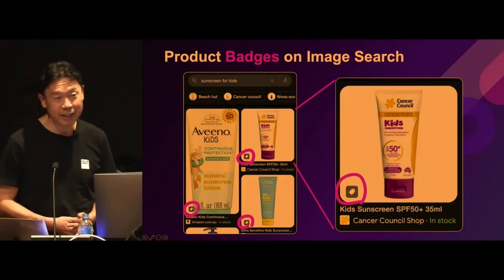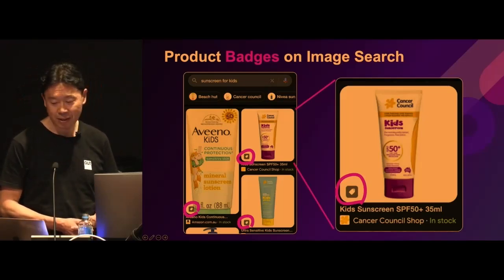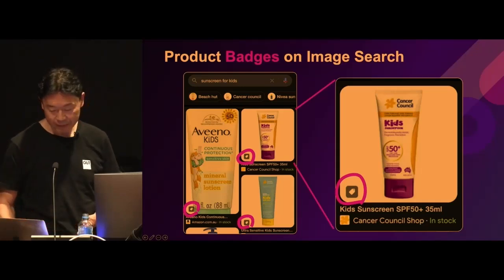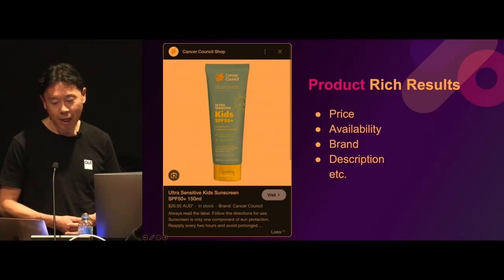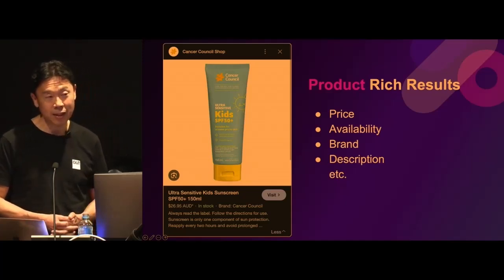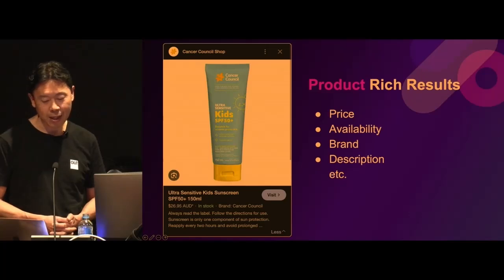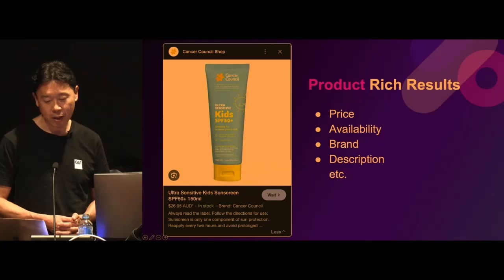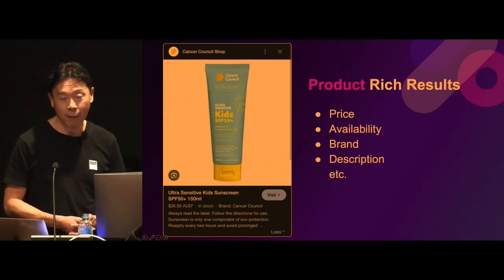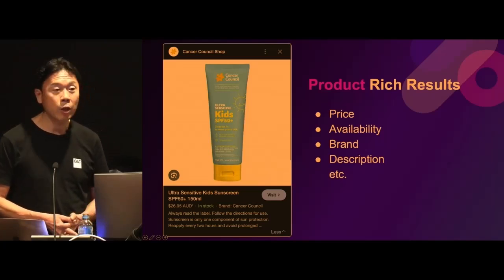And here we have badges for products. They look like little price tags, right? Just like with recipes, product images can also show rich results. These give you extra details about the product right there in the image search results, like the price and whether or not it's in stock. This can be really helpful for online shoppers.